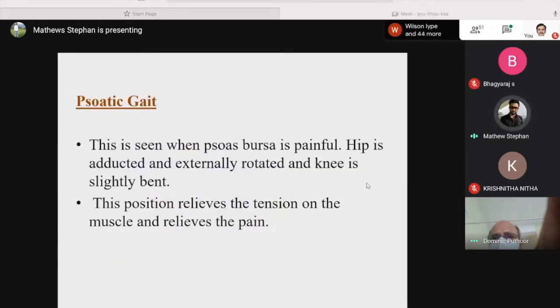Next, coming to sciatic gait. This is seen when the psoas bursa is painful. The hip is flexed and externally rotated and the knee is slightly bent. This position releases the tension on the muscles and relieves the pain.